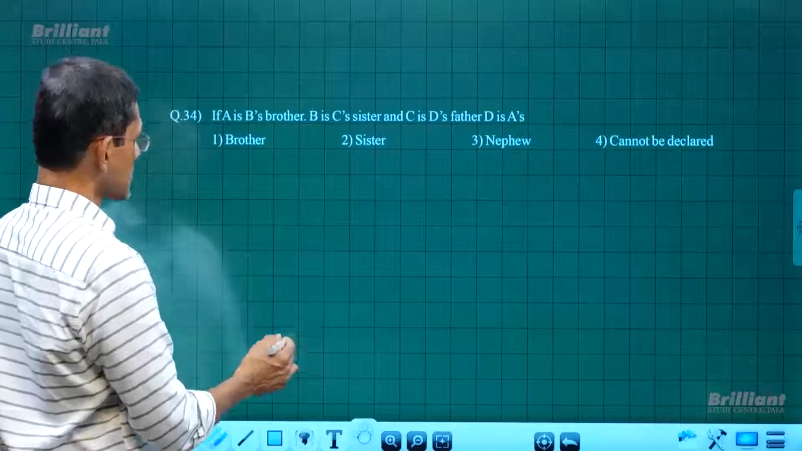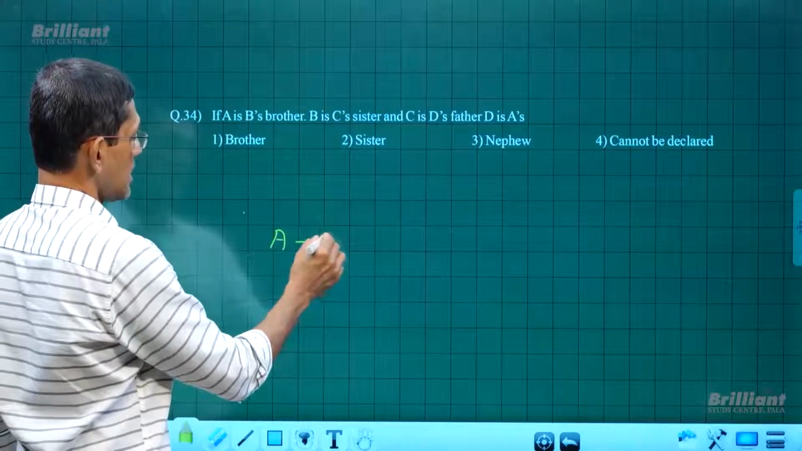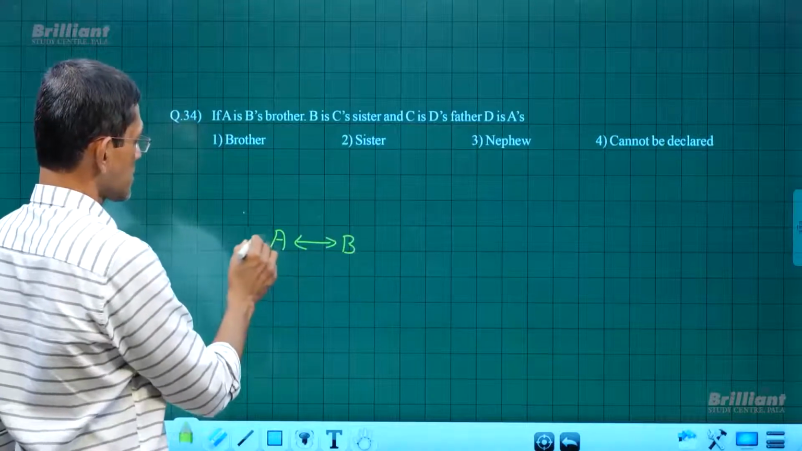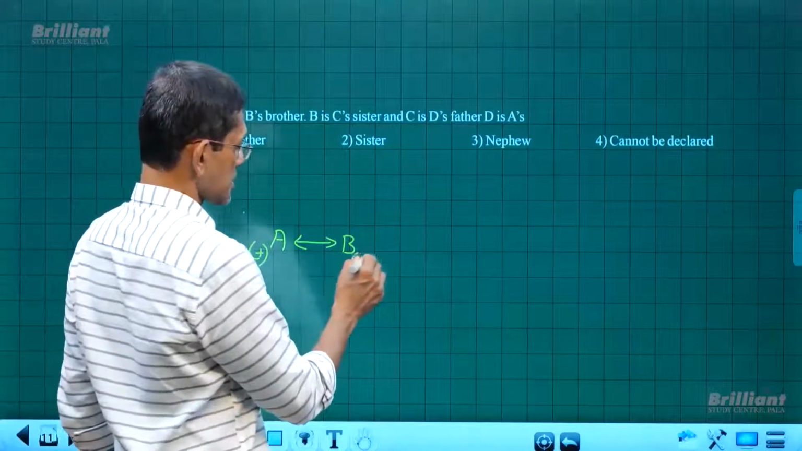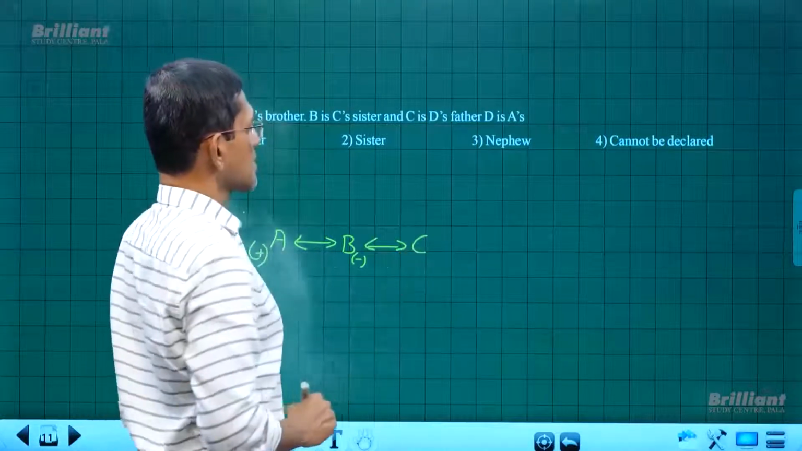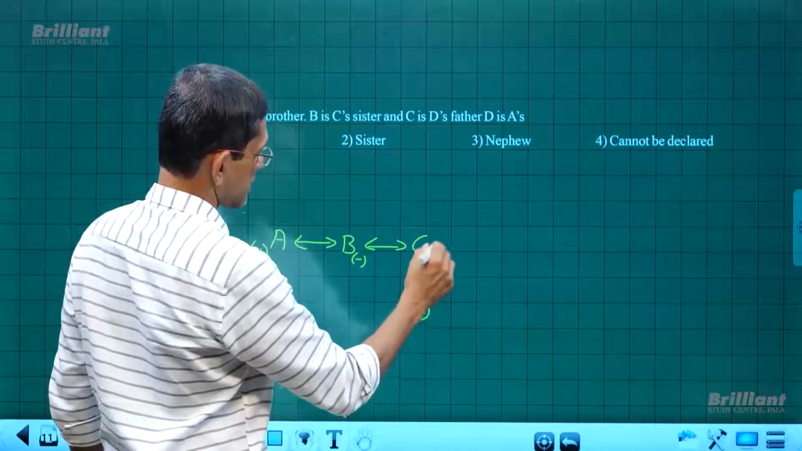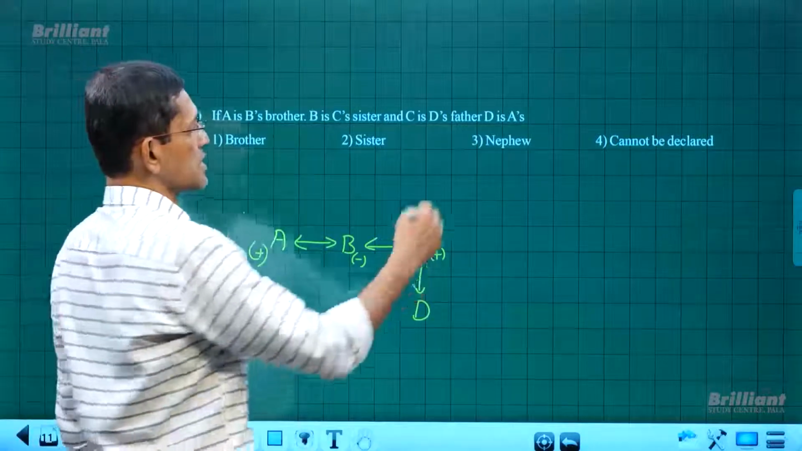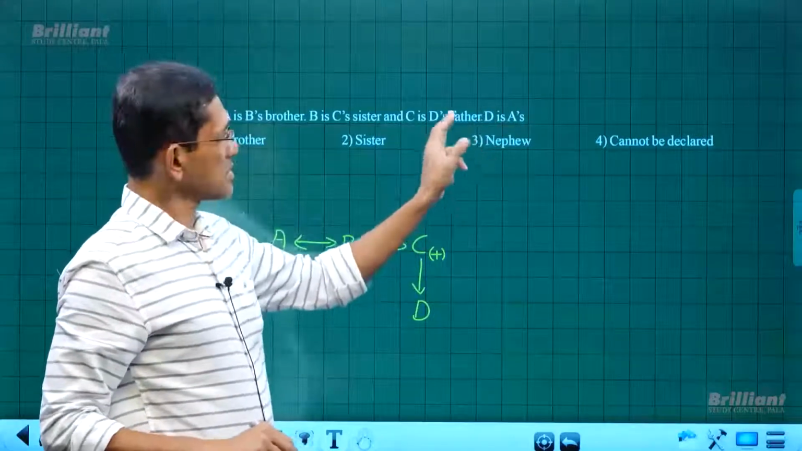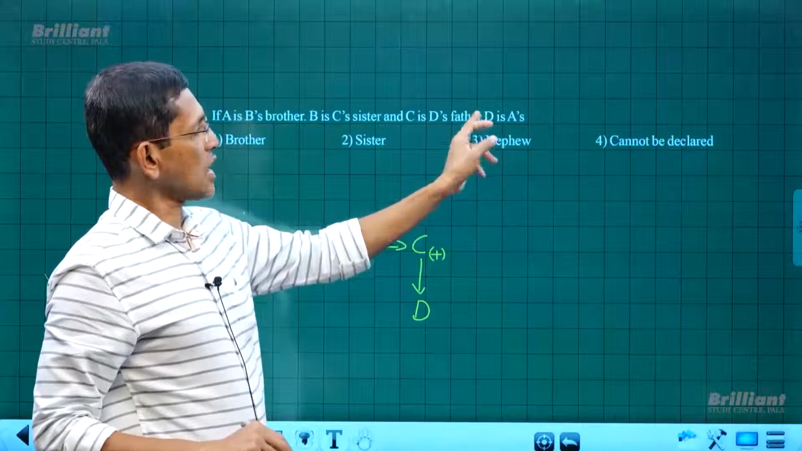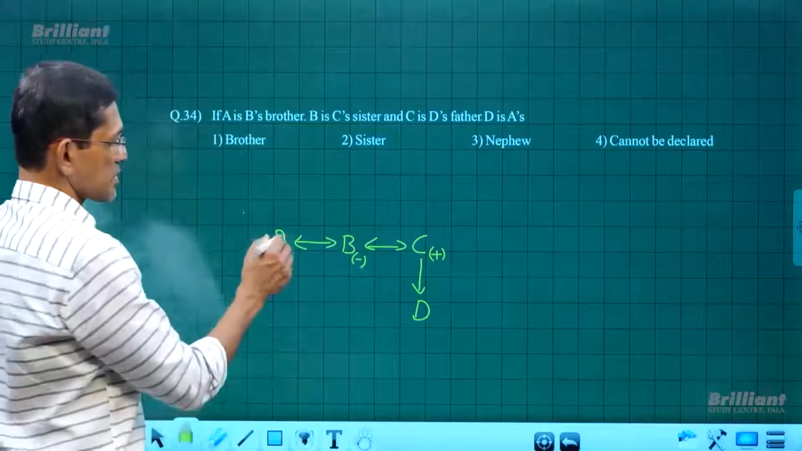A is B's brother. So A is the brother of B. And B is C's sister. So B is the sister of C. And C is D's father. C is the father of D. Now we need to have a full stop there. That full stop is missing. So we'll put a full stop there. D is A's. That means the relation between D and A. How is D related to A? From A's point of view, who is D?